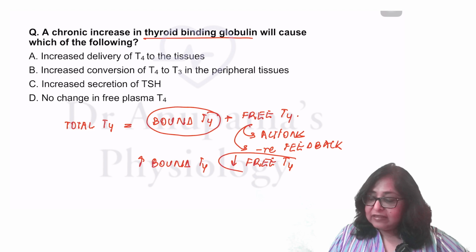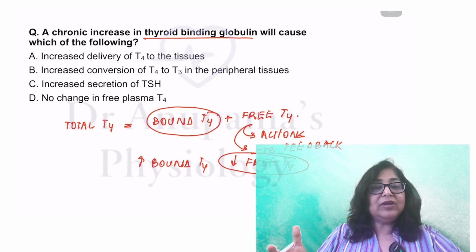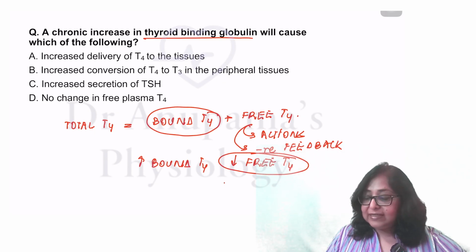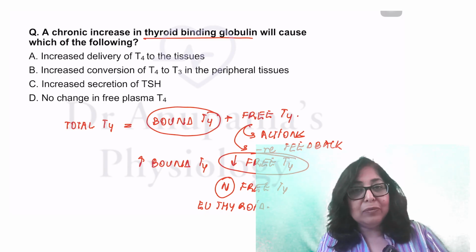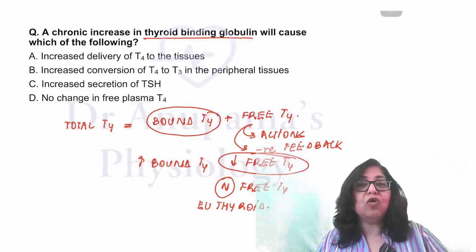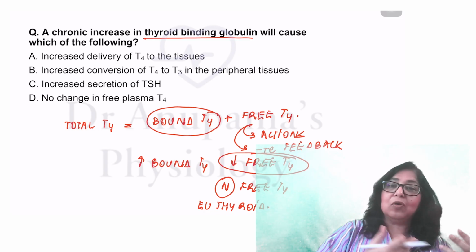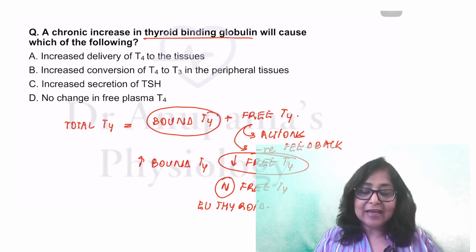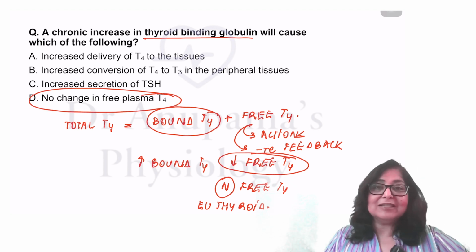So what is going to happen? The decrease in this free T4 is going to be transient. By negative feedback, TSH and TRH will increase and bring the free T4 back to normal. The patient will be euthyroid. Yes, there is an increase in bound T4, but the free hormone will be normal. And of course, if there is an increase in the bound hormone, total hormone will also increase. So the answer to this question is no change in free plasma T4.